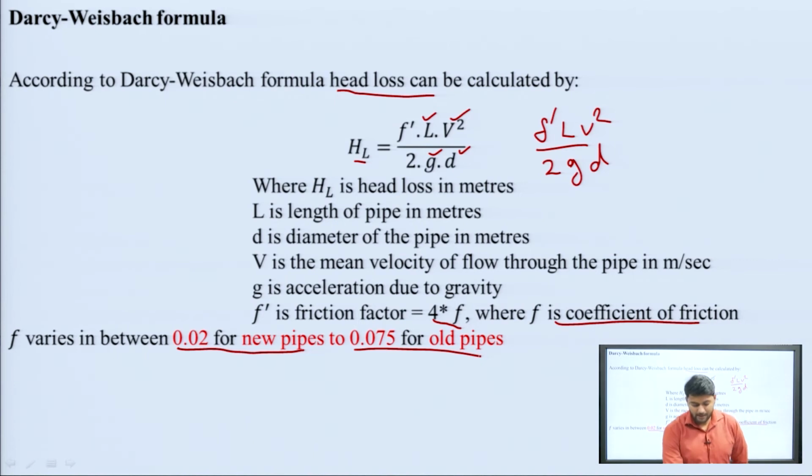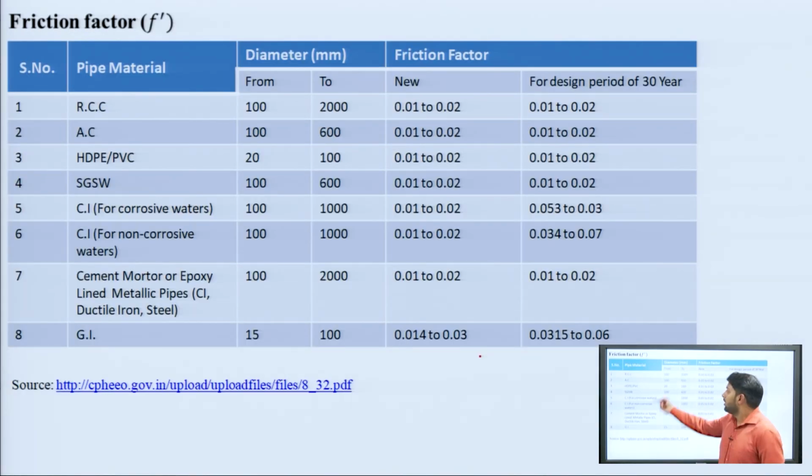The value of coefficient of friction varies between 0.02 for new pipes to 0.075 for old pipes, and if pipe material is given, then for different diameters the values of friction factor are taken as given below. For designing purposes the value of friction factor can be taken according to the given table, and the same content can be found in the CPHEEO manual.